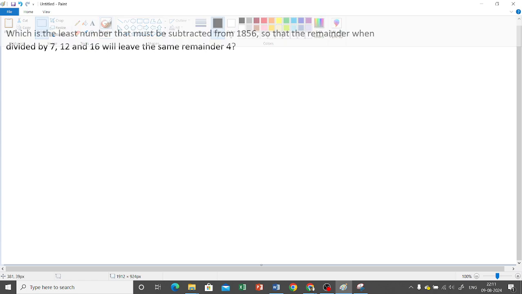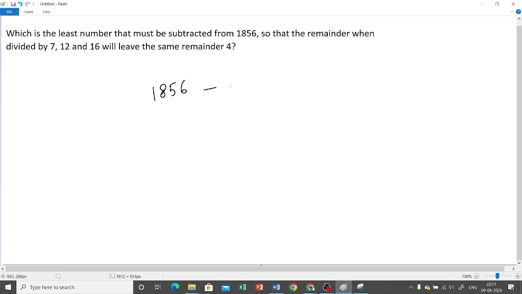Which is the least number that must be subtracted from 1856 so that the remainder, when divided by 7, 12, and 16, will leave the same remainder 4? Try to understand this sum. What is the least number that must be subtracted from 1856? From 1856, what is the least number that you should subtract so that the remainder, when divided by 7, 12, and 16, will leave the remainder 4? Fine. What is the first thing I need to do?